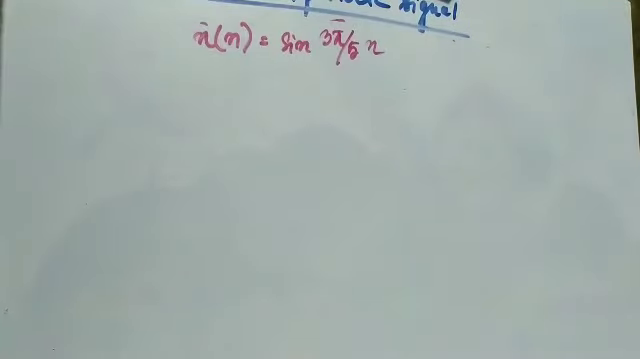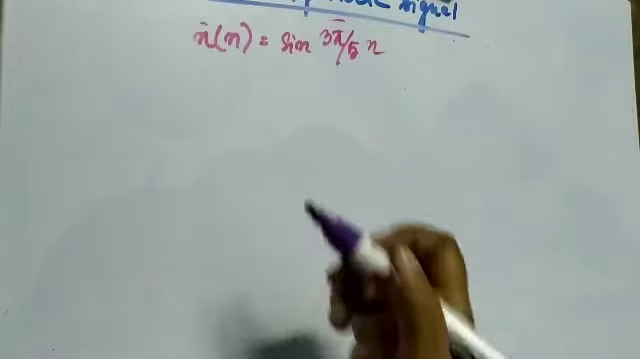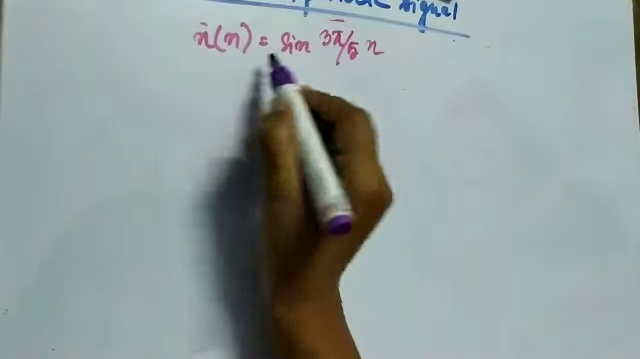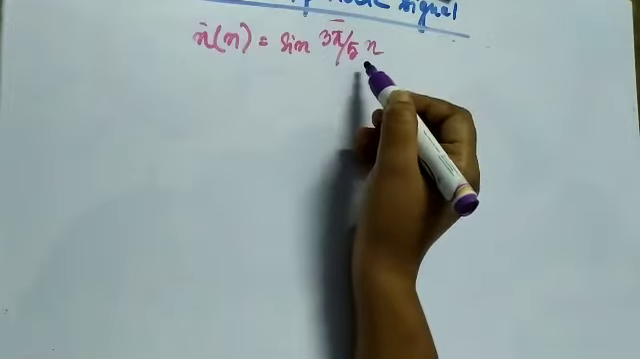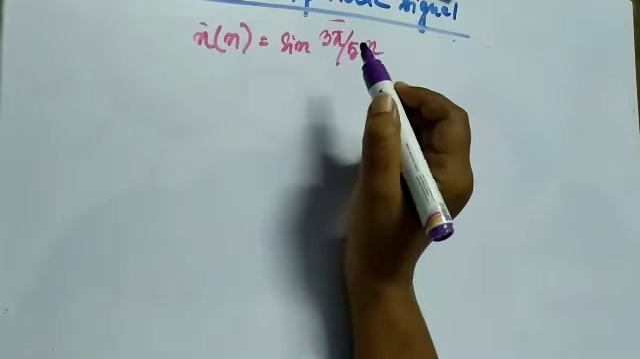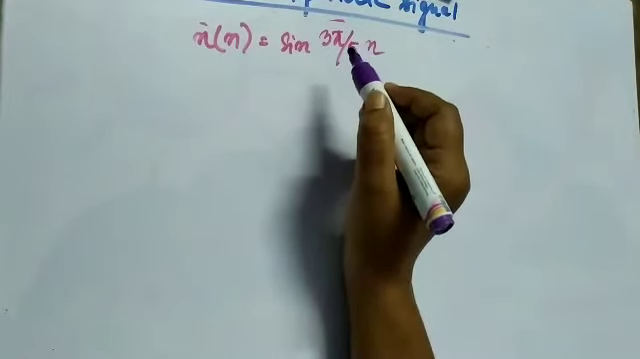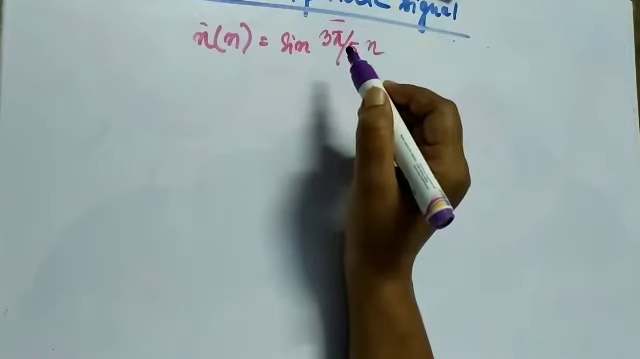Now I am solving one problem regarding a discrete time signal. Suppose you have a question like x[n] equals sine of 3 pi by 5 n. If this is your question, then check whether the signal is periodic or not, and if the signal is periodic, then find the fundamental period.